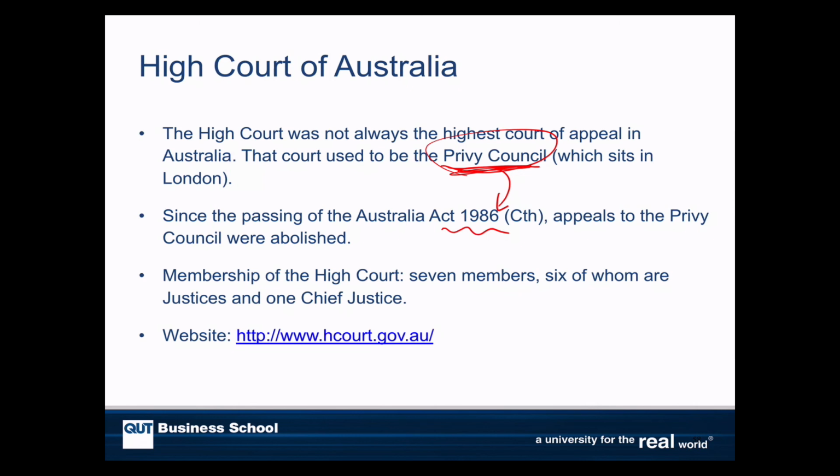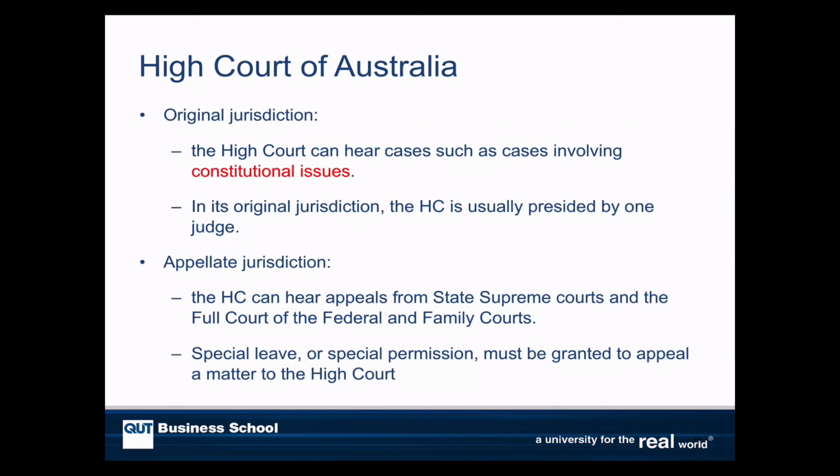The High Court has 7 members, 6 justices and a Chief Justice. In its original jurisdiction, the High Court hears cases like constitutional issues, and generally there's one judge. In the appellate jurisdiction, the High Court can hear appeals from Supreme Courts and the full court of the Federal and Family Court. You need special leave, as we've mentioned.